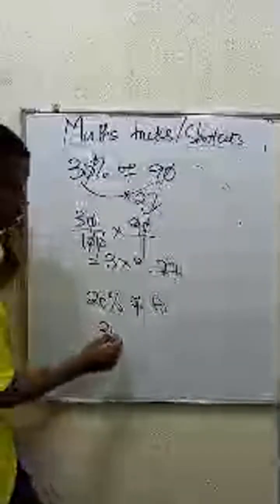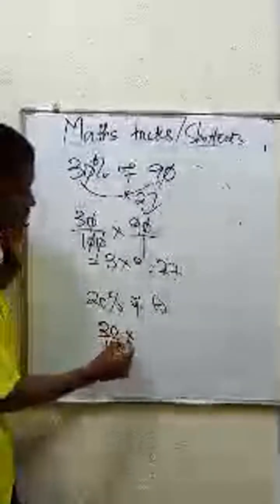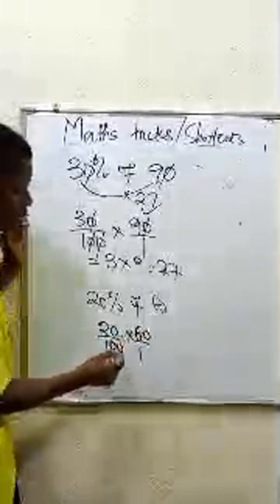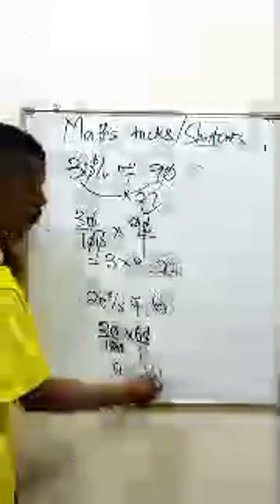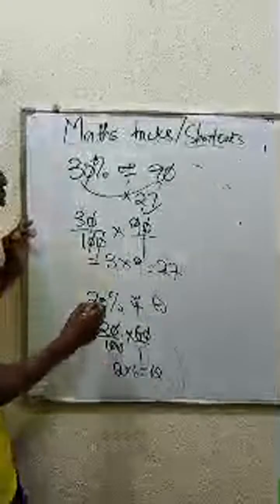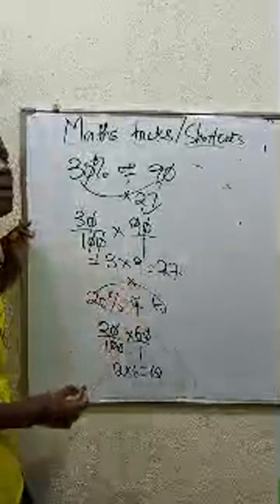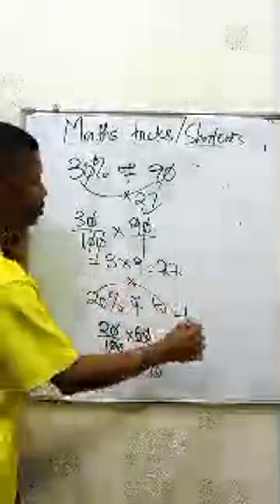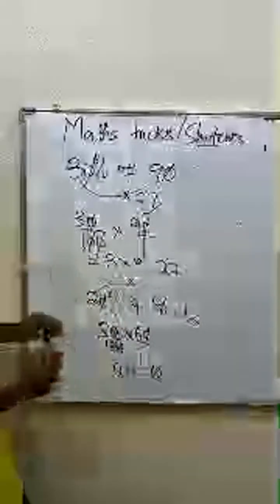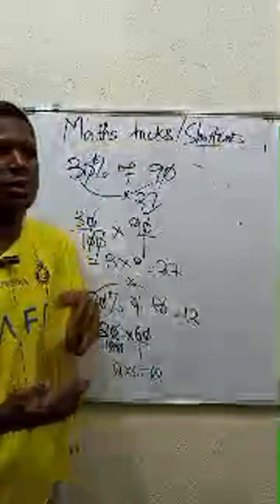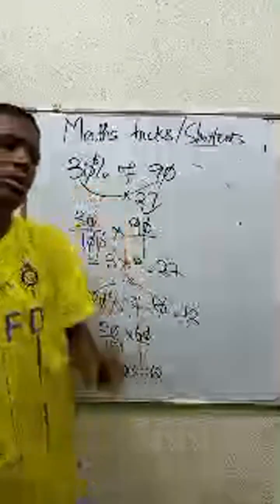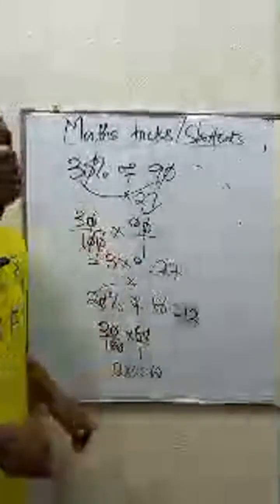So what do you do here? It's very, very easy. You have 20 over 100 times 60 over 1. Cancel out two zeros, cancel out 2. You have 2 times 6, which is 12. This is called the normal method. But if you want to use the trick, just multiply 2 and 6. 2 times 6 is 12, after you have cancelled out the 0. Because once you cancel out the 0, it literally means that you divided through by 100, since you cancelled out two zeros.